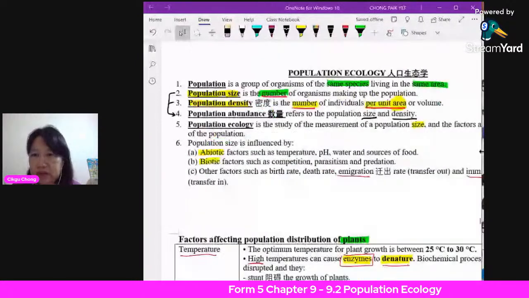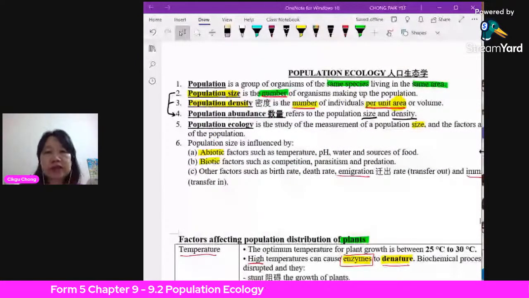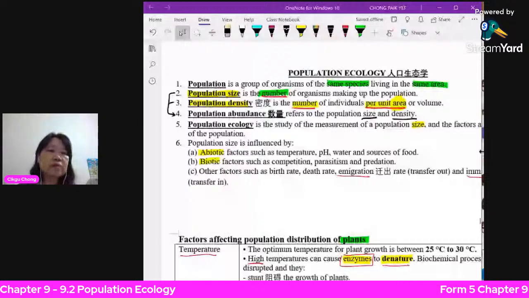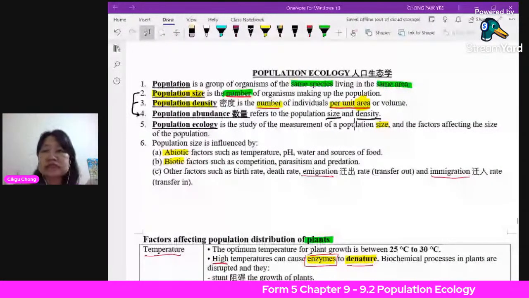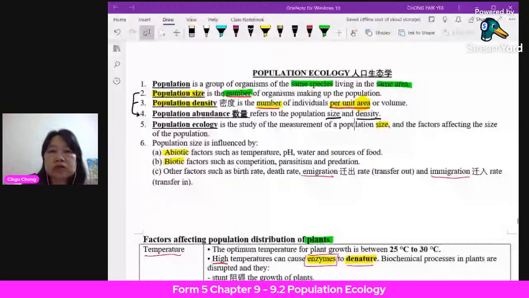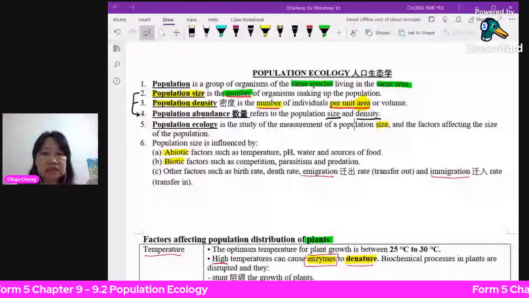Now, population abundance is referring to both. If they ask you about the abundance, they want to know the population abundance of this organism. That means they want to know the size, and they also want to know the density. So size and density together are the abundance. All right, so we got some terms cleared out.